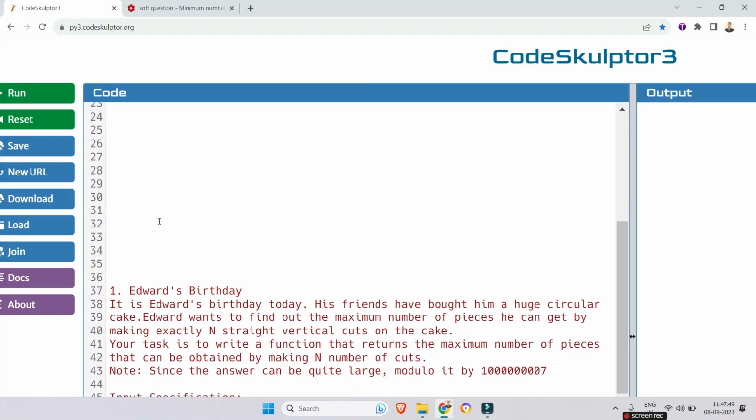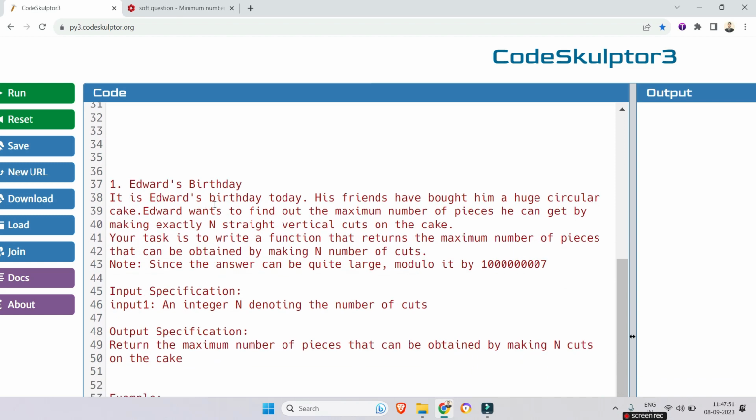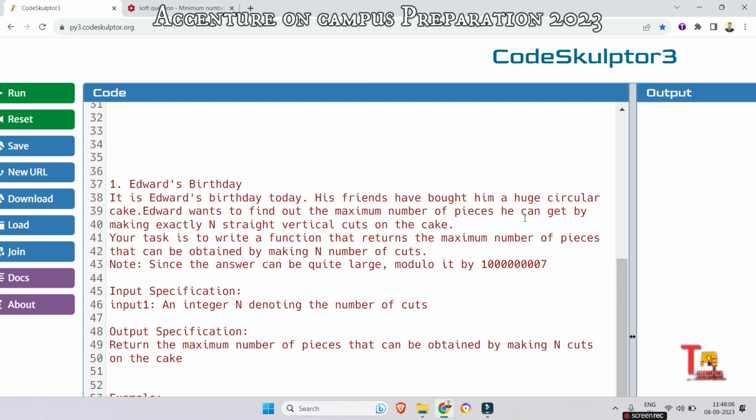The question is regarding Edward's birthday. It is Edward's birthday today. His friends have bought him a huge circular cake. Edward wants to find out the maximum number of pieces he can get by making exactly n straight vertical cuts on the cake. Your task is to write a function that returns the maximum number of pieces that can be obtained by making n cuts. Note that since the answer can be quite large, take the modulo by this number.